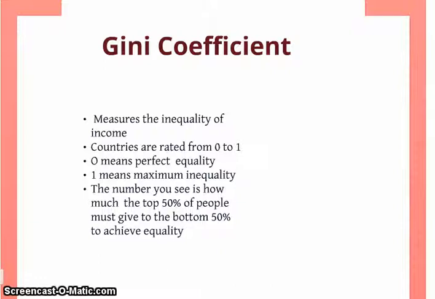The Gini coefficient, or Gini index, is used to measure the inequality in a country. Countries are rated from 0 to 1, with 0 meaning perfect equality and 1 meaning maximum inequality. The number you see is how much the top 50% would have to give to the bottom 50% to achieve equality.